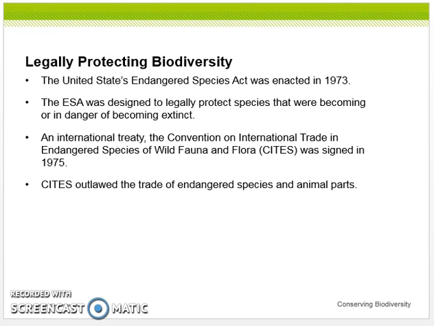The United States Endangered Species Act was enacted in 1973. The ESA was designed to legally protect species that were becoming or in danger of becoming extinct. An international treaty, the Convention on International Trade in Endangered Species of Wild Fauna and Flora, otherwise known as CITES, was signed in 1975. CITES outlawed the trade of endangered species and animal parts.